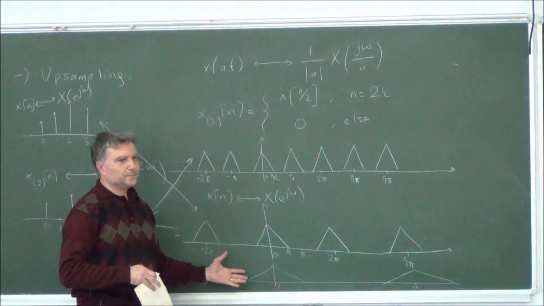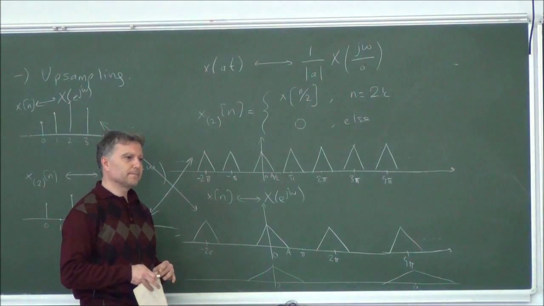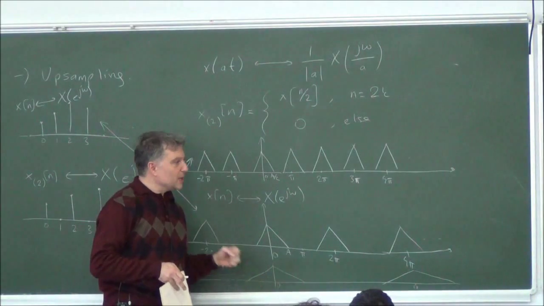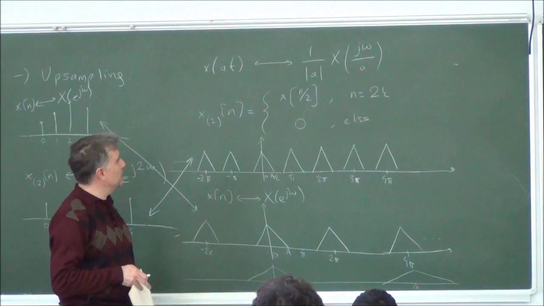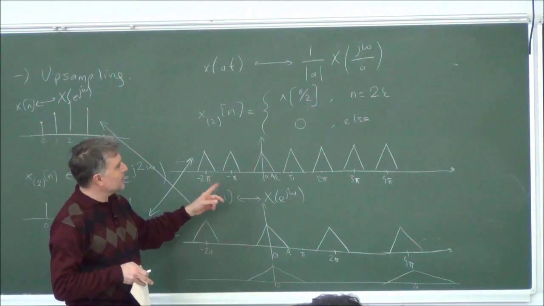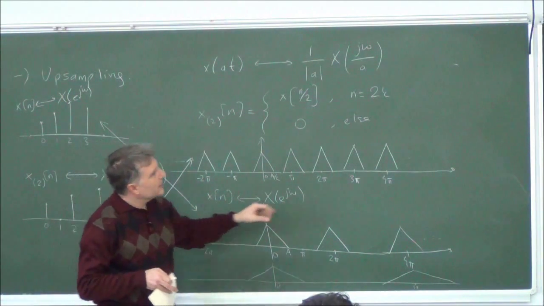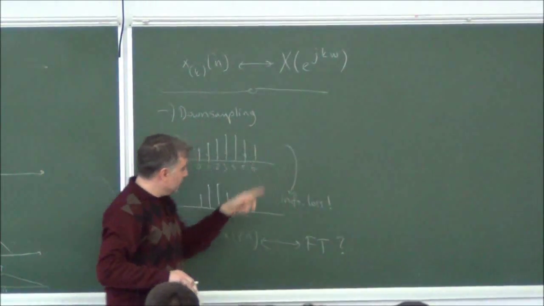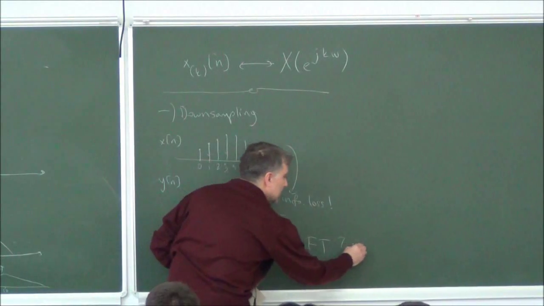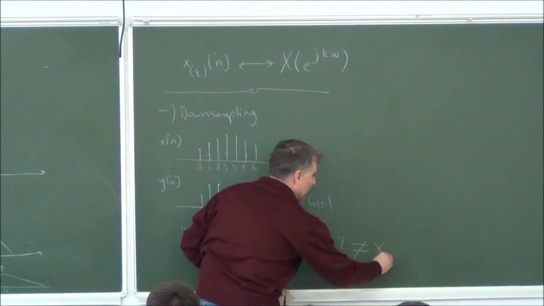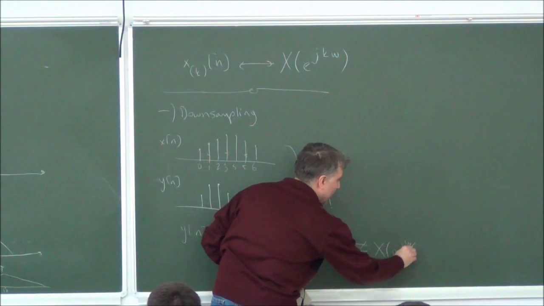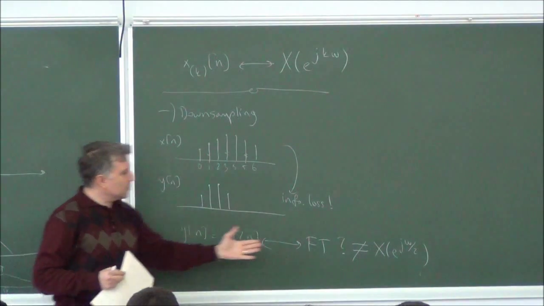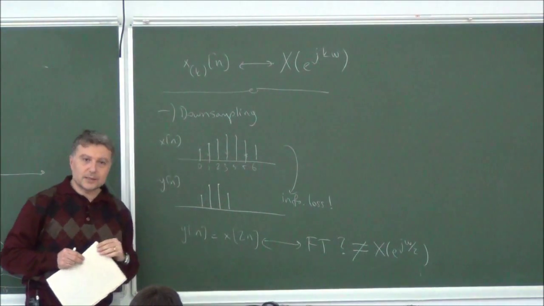Now, is this 2 pi periodic? No, it's not. Which means this can't be the Fourier transform. So the Fourier transform is not simply, what was the Fourier transform for the upsampling? It was e to the j k times omega. So the Fourier transform of this one is not equal to x of e to the j omega over 2. It is expected that it must be x of e to the j omega over 2, but it's not.